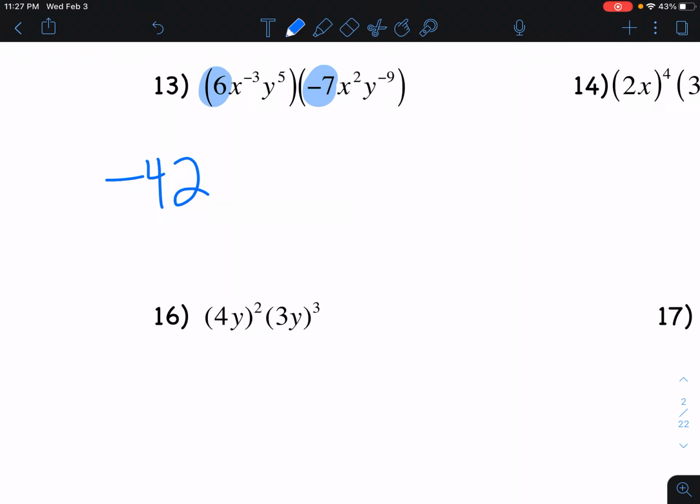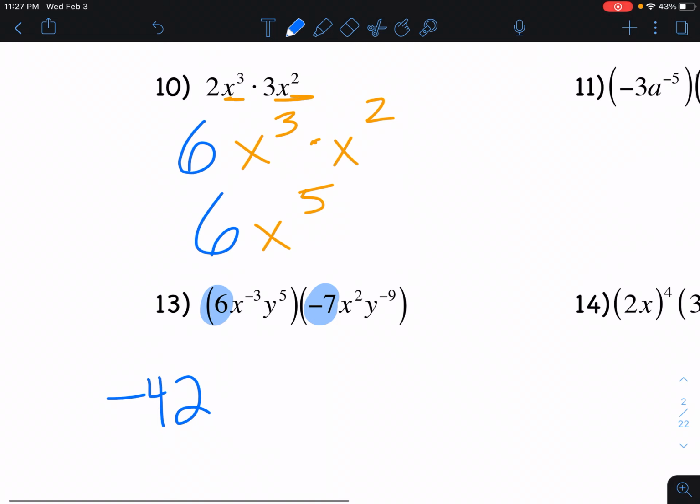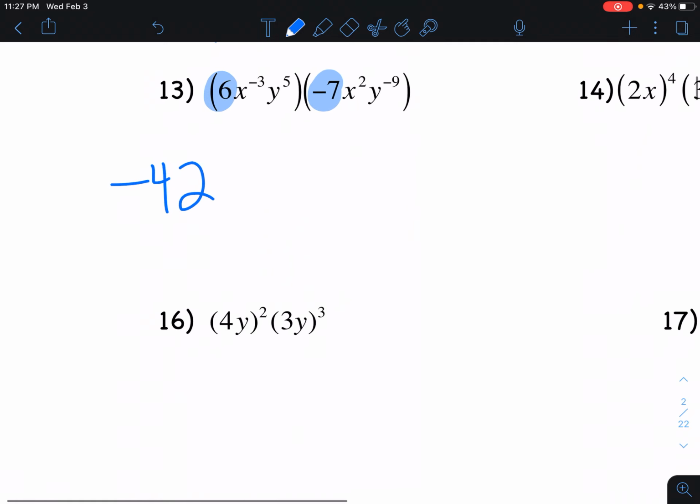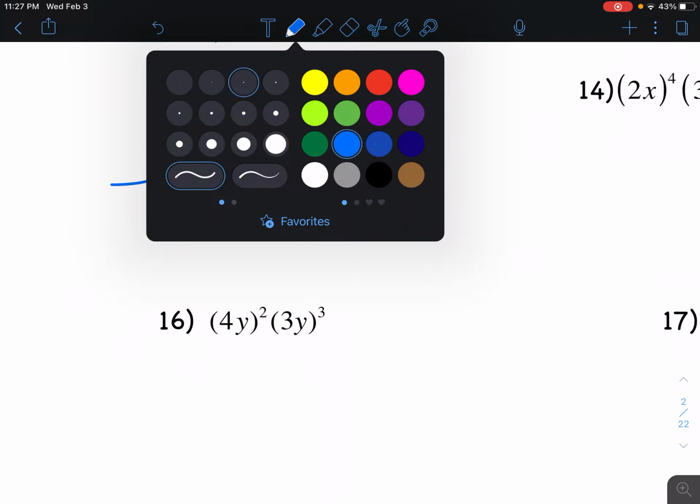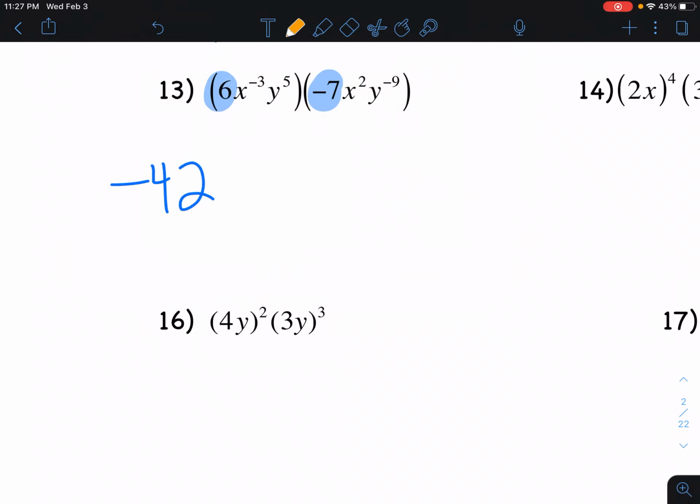Okay, now we are going to recap some rules on when we multiply exponents. Remember, just like in number 10, what are we supposed to do when we have the same base multiplying, what do we do with the exponents? We are supposed to add them. So listen closely. For x to the negative third and x to the second, we are supposed to add them to get x to the power of negative 1.